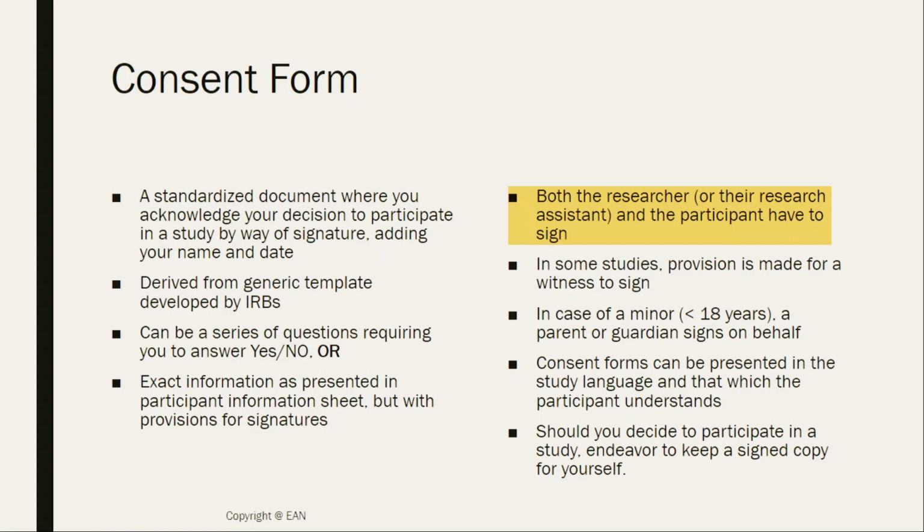Note that the participant information sheet is very detailed, and so the consent form can repeat all of what you find on the participant information sheet with just the addition of the signature pages. So in summary, a consent form can be the same as the participant information sheet with just the signature pages, name and date added to it. Both the researcher and the participants have to sign the consent form.